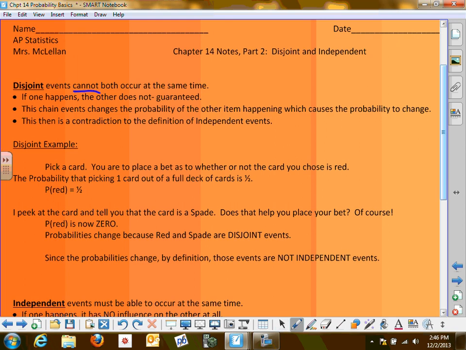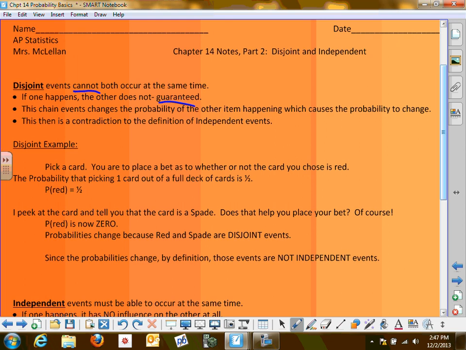If you get the heads on one of the coins, then you cannot be getting the tails on that same flip. If I tell you that you got the heads on the coin flip, then you are not getting the tails on that. It's on the same coin flip. They cannot occur at the same time. If one of them is happening, then the other does not happen, guaranteed. So there's a chain of events that's changing the probability of one of them happening, which makes the events not independent.